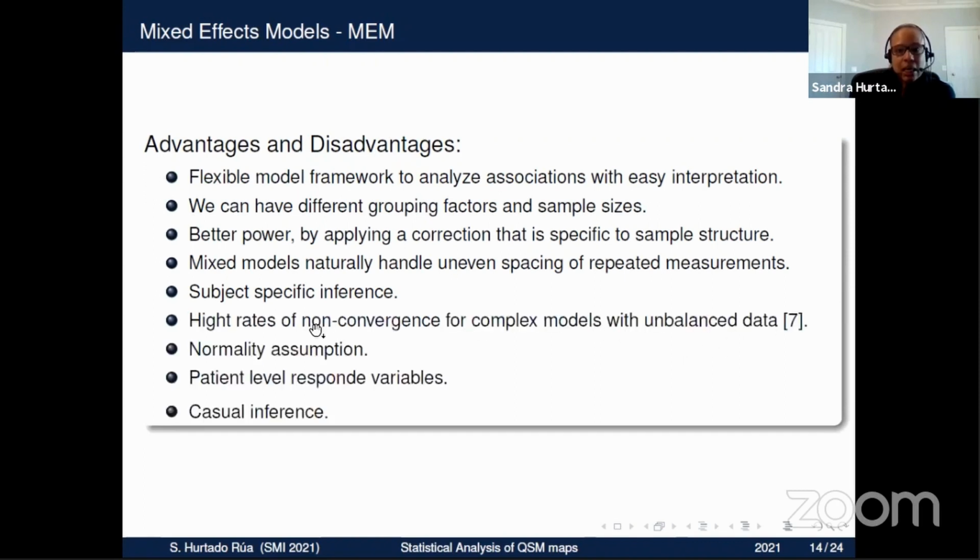But the disadvantages are the non-convergence that was documented by Gauthier and other co-authors in 2004, and the normality assumptions, although obviously we could relax this. Another thing is how to deal with patient-level response variables when we don't have them varying over time. And obviously, if these models are used for causal inference, they need to be adjusted, and we need to work with adjustment for that.